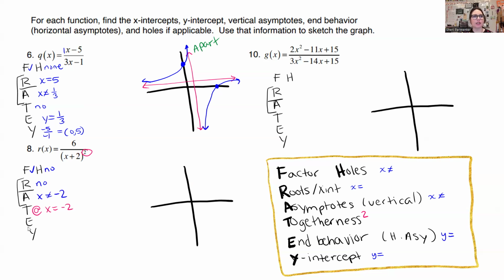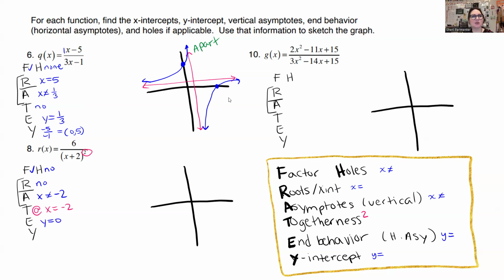End behavior is looking at the degree of the top and the bottom. There isn't even an X in the top. So we're definitely bigger in the bottom. And when you're bigger in the bottom, when you got a big bottom, it is 0. So Y is equal to 0 is my end behavior.